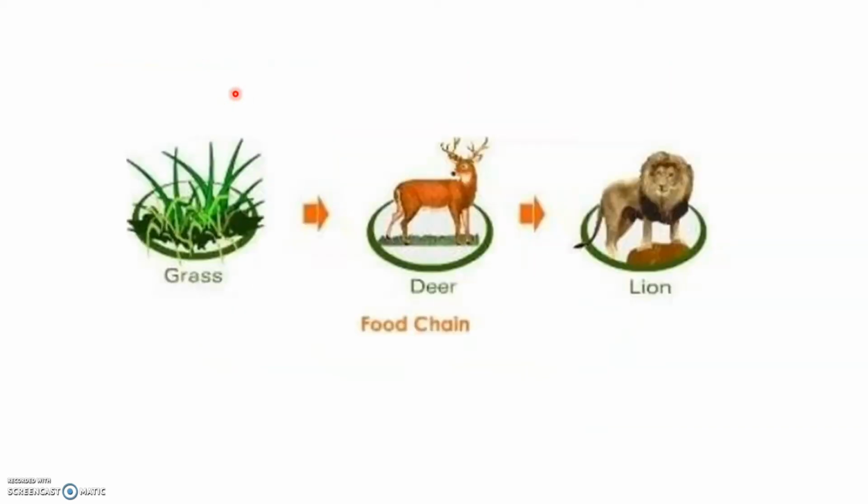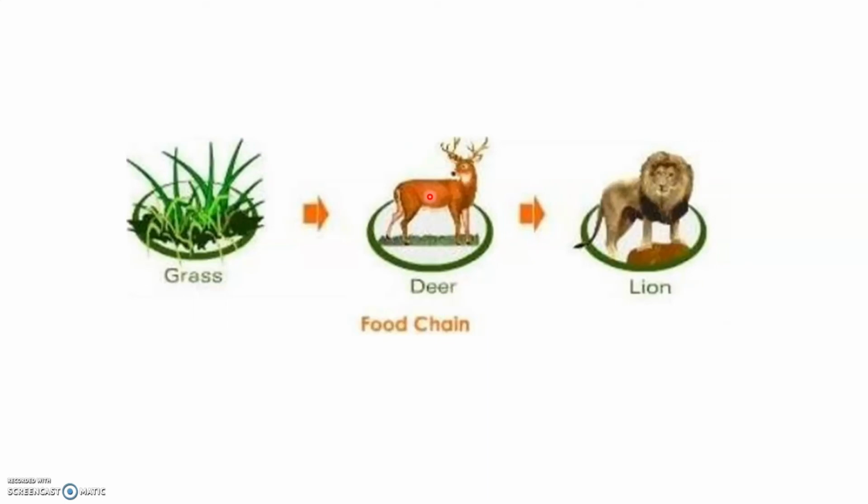Now let's take an example. Look into this picture here. Here we see grass is eaten by deer and deer is eaten by lion. Now, can you think of what happens if suddenly lion disappears in the forest? If all the lions in the forest disappear, then naturally the population of deer will increase, which means since there are no lions to eat deer, the number of deer in the forest would increase, isn't it?